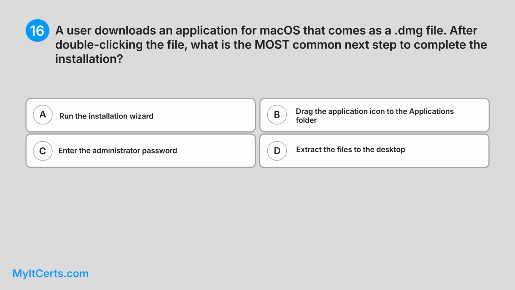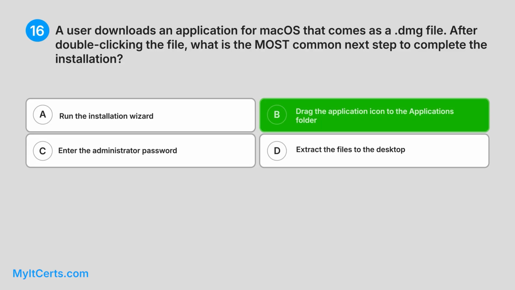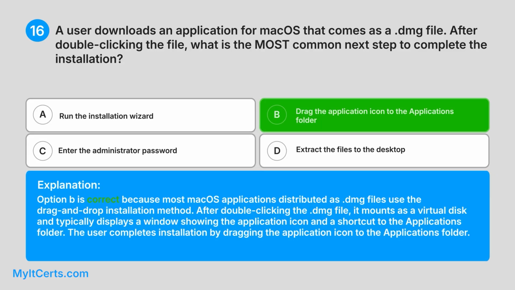Correct answer, B. Drag the application icon to the Applications folder. Explanation. Option B is correct because most macOS applications distributed as DMG files use the drag-and-drop installation method.